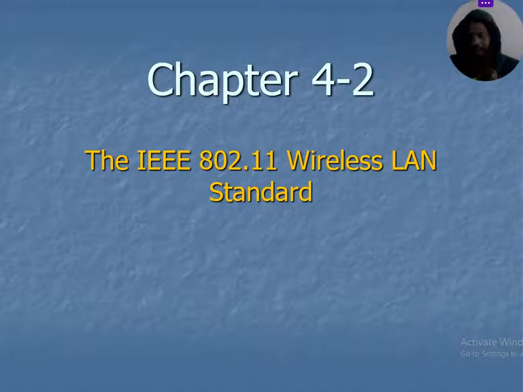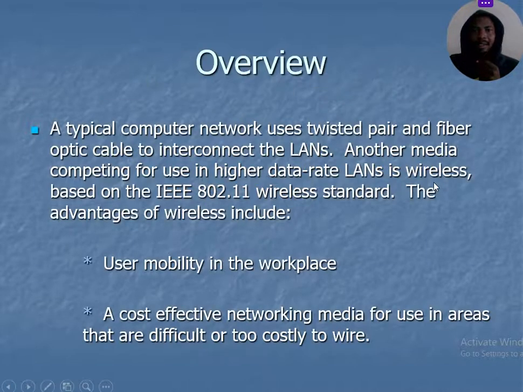Now we are in chapter 4, part 2, and this chapter subsection is called the IEEE 802.11 wireless LAN standard. Let's take a look at the standards that are used. Now let's take a look at the first overview.